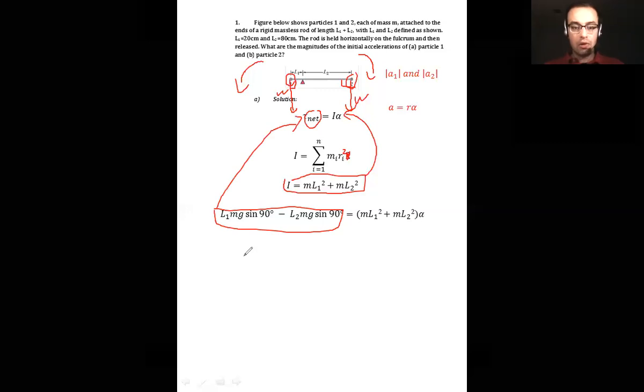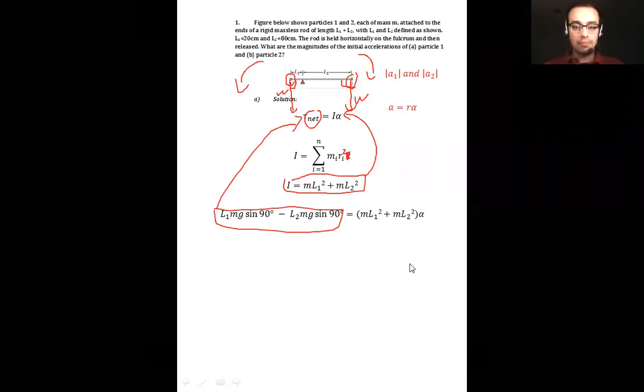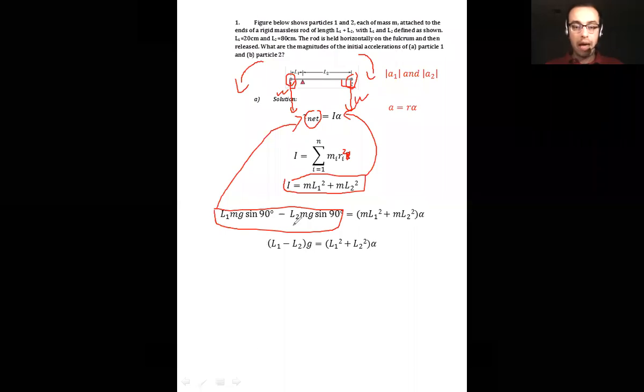Right? So now that we have this equation, we can do a little bit of simplification because the masses are identical. This mass, this mass, this mass, and this mass will all cancel. And we're left with the greatly simplified (L1 minus L2) times g equals (L1 squared plus L2 squared) times alpha. Where's the sine of 90 go? Well, sine of 90 degrees is equal to 1, so we can just carry on from there.